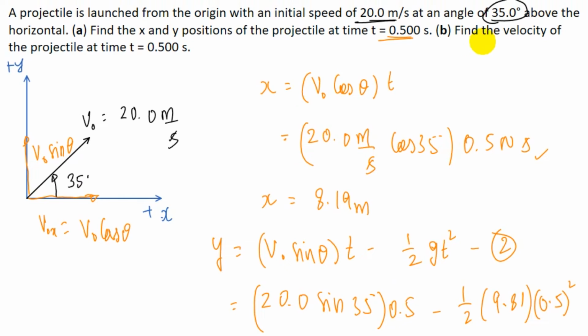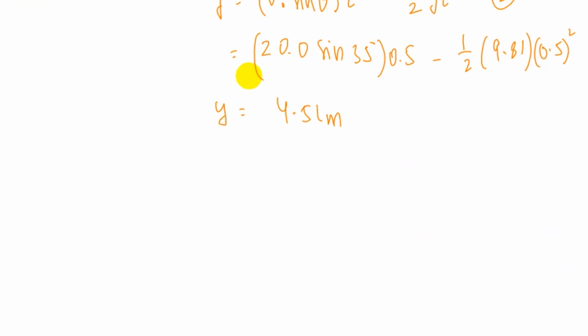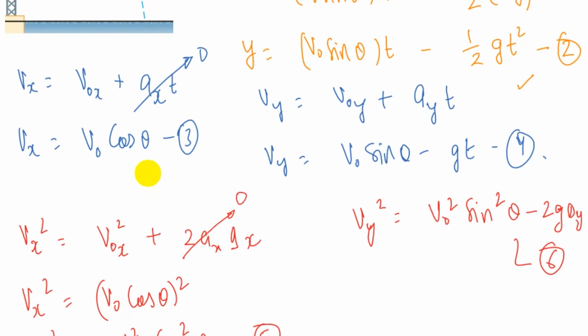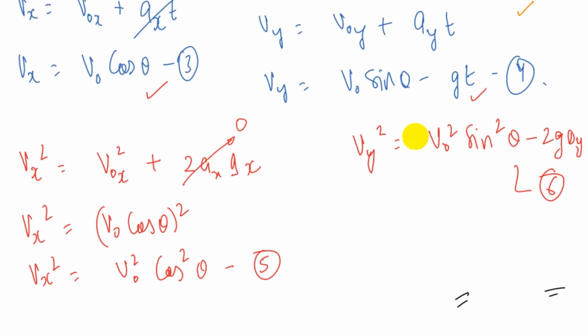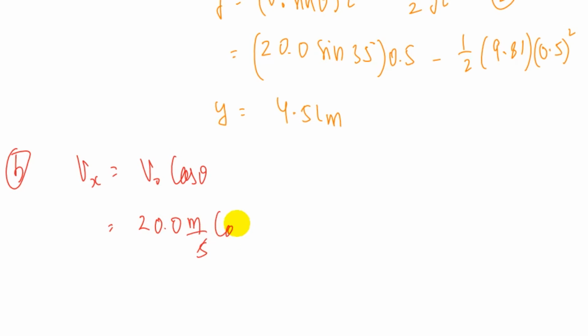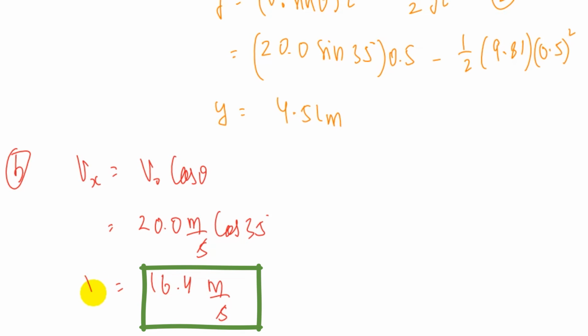Now next in the B part we need to find the velocity of the projectile at time t equals 0.500 seconds. So for this we're going to use the velocity as a function of time. Let me first show it, that we derived earlier. This is the velocity as a function of time. So these two equations I'm going to use. So this is the B part, we have Vx is equal to V naught cosine theta. We can put the values. V naught we have 20.0 meter per second, cosine theta is 35 degrees, and on further solving we'll get this value to be 16.4 meter per second. So this is the Vx.